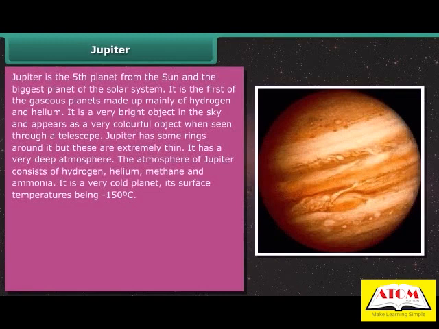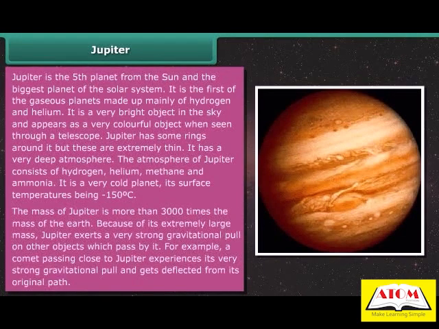It has a very deep atmosphere. The atmosphere of Jupiter consists of hydrogen, helium, methane, and ammonia. It is a very cold planet, its surface temperatures being minus 150 degrees Celsius.